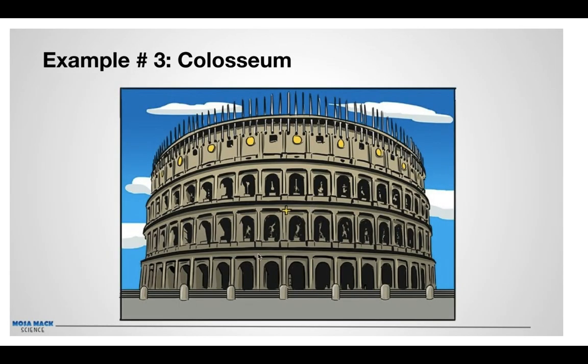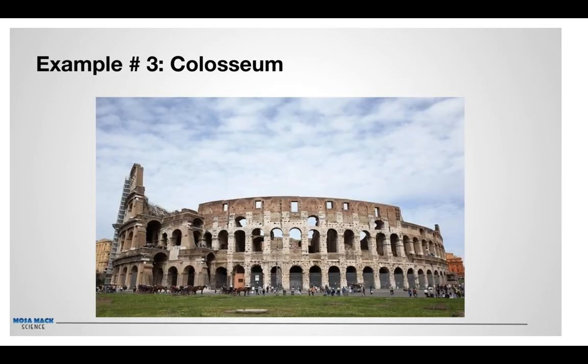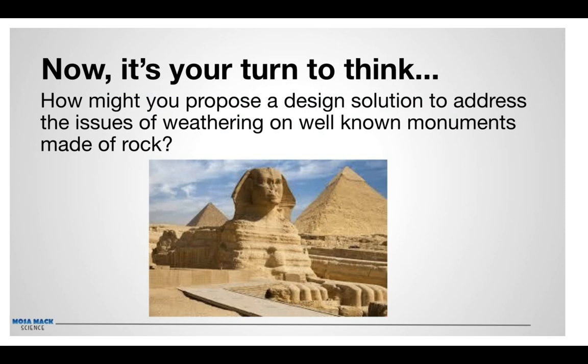All right, this is an artist's drawing of what the Colosseum used to look like. The Colosseum is made out of a specific type of rock. I won't tell you in case you decide to research it. And here's what it looks like today. Lots and lots of visitors at the Colosseum, and humans can actually speed up the process of weathering and erosion.